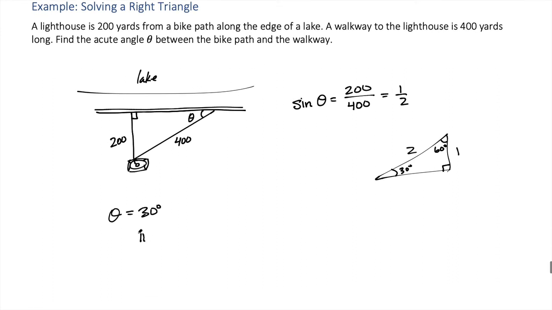And if you don't remember the radian measure for 30 degrees as pi over 6, you can multiply that by pi over 180 degrees to get that conversion. That's the angle formed by the bike path and the walkway.